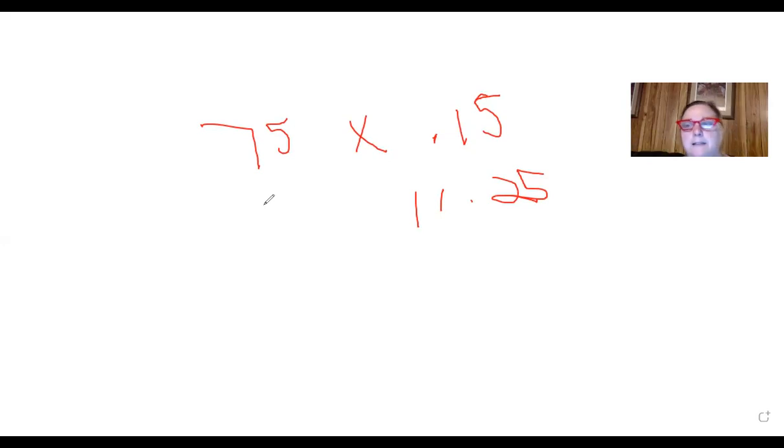And same thing with the taxes. And usually taxes are not going to be over 10%. So most likely it's going to be 0.09, 0.08, 0.07, 0.06.